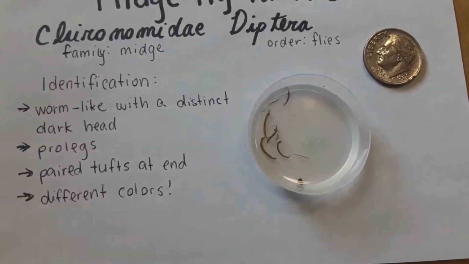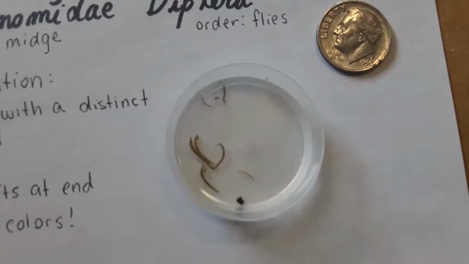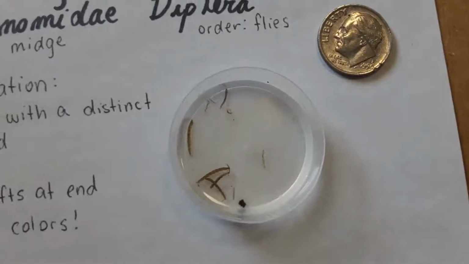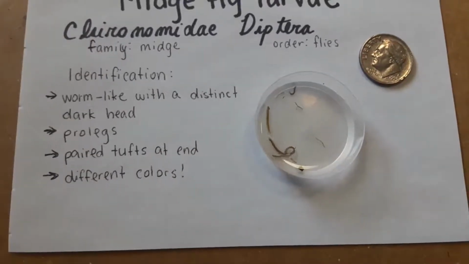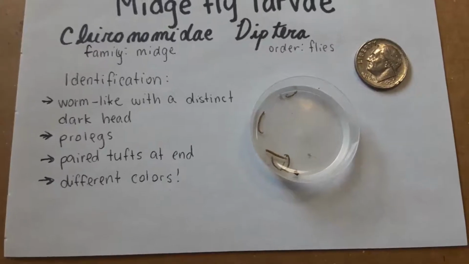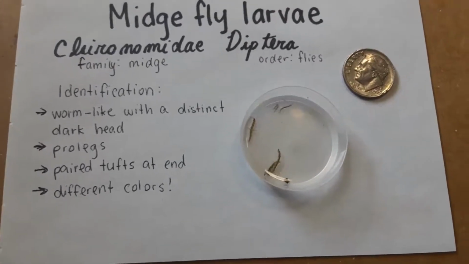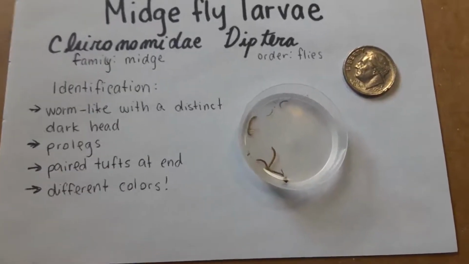They also have paired tufts at the ends of their bodies, which can be kind of hard to see on camera. But you might be able to see it on some of them here, especially the bigger ones. And they can come in many different colors. So these guys here are olive green or brownish looking. They could also come in red or even translucent or white.